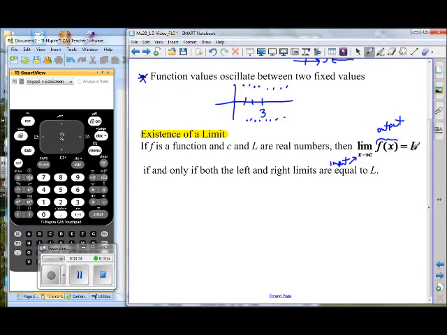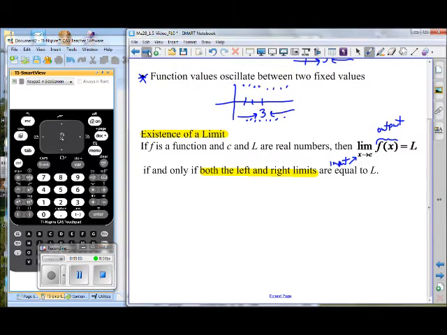If the outputs are approaching some given output value, then we say that the limit exists. Notice we say also here it's from both the left and the right. Both left and right limits. That means that we need to be able to come up on values that are less than the destined value of the input and greater than.